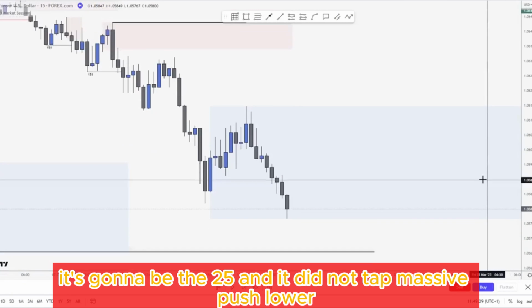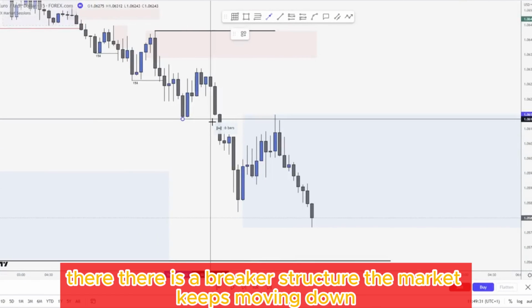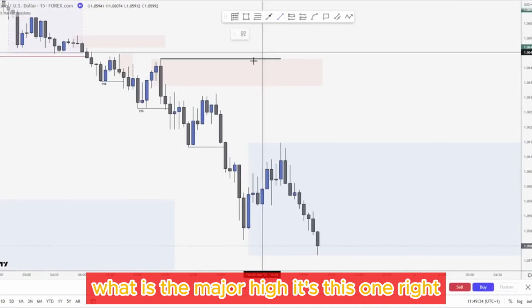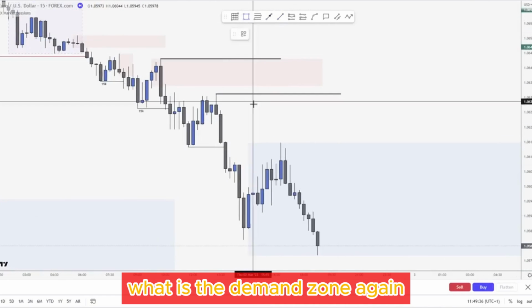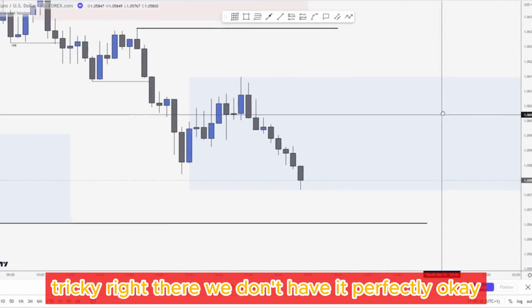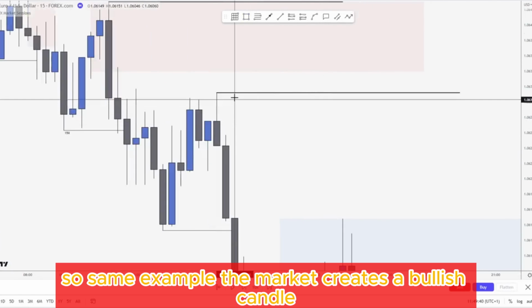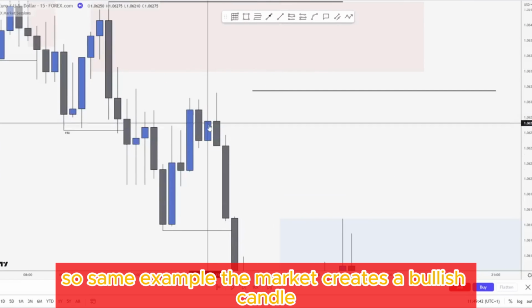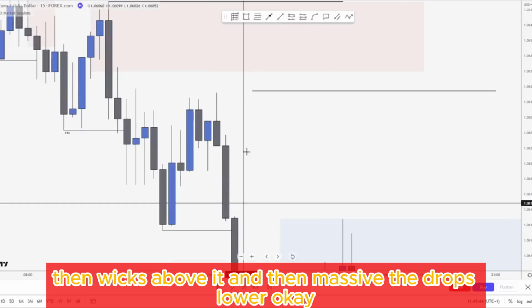Massive push lower. There is a break of structure. The market keeps moving down. What is the major high? It's this one, right? What is the demand zone? Again, tricky right there. We don't have it perfectly. Okay? So same example. The market creates a bullish candle, then wicks above it, and then massively drops lower.